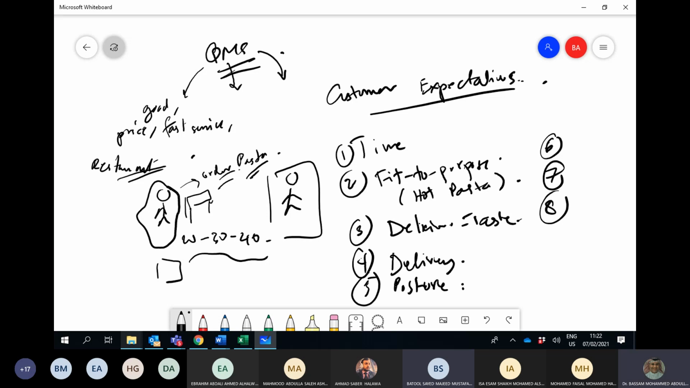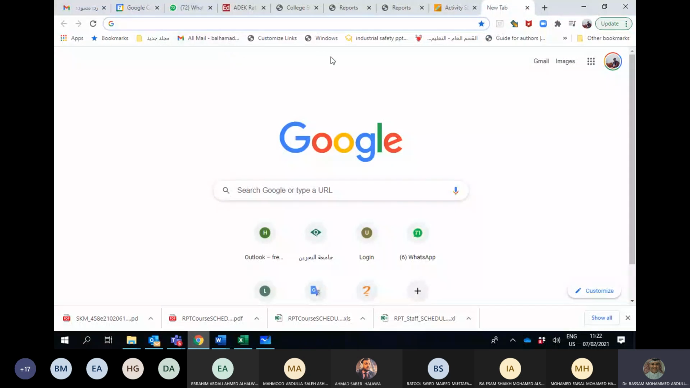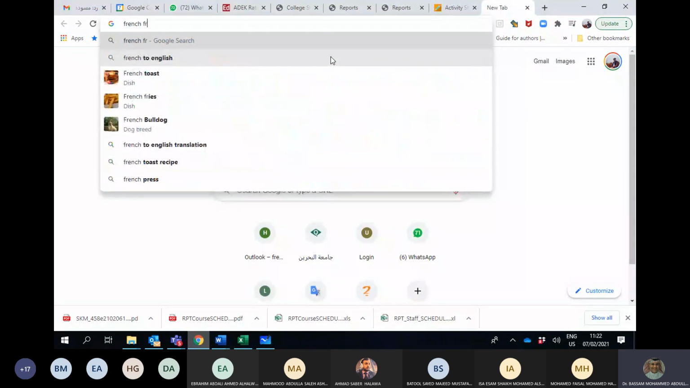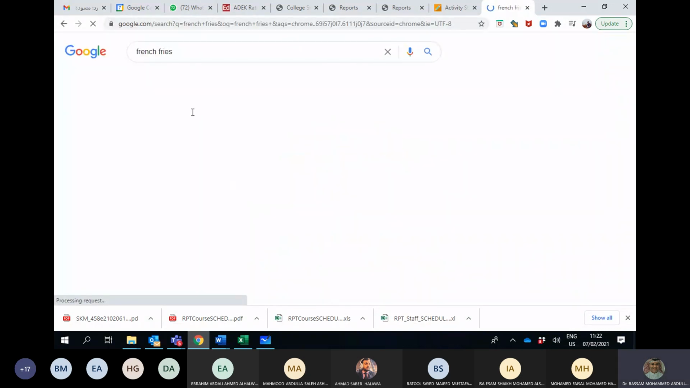Make the packaging nice, or good presentation. You know that sometimes you just pay more for the presentation. It could be the same French fries, but instead of the French fries being like this, let me see something. I would like to see this. Okay, so French fries. Let's see, actually, French fries.